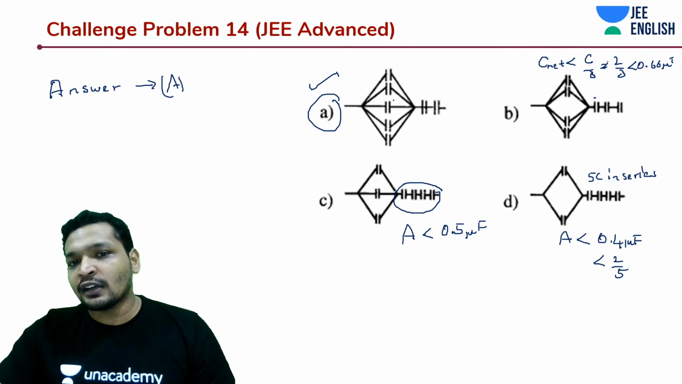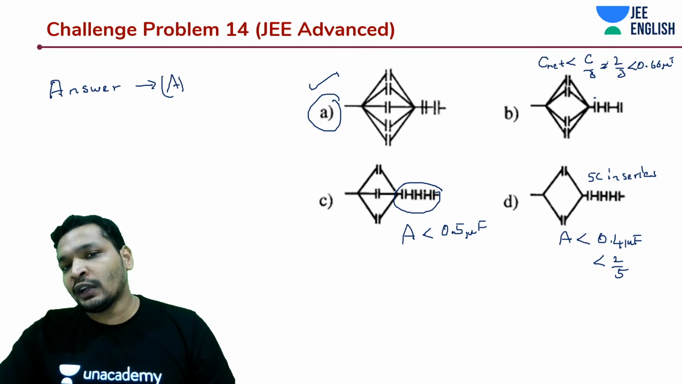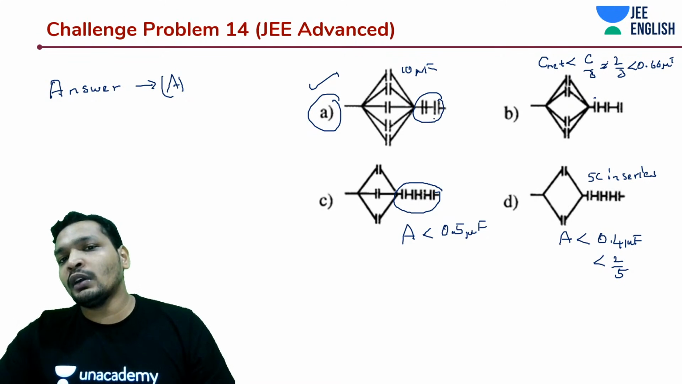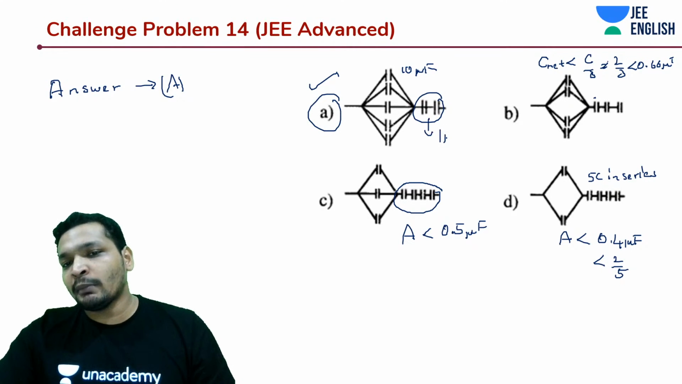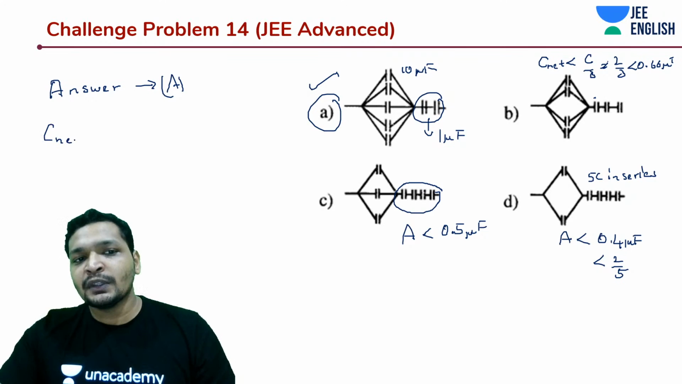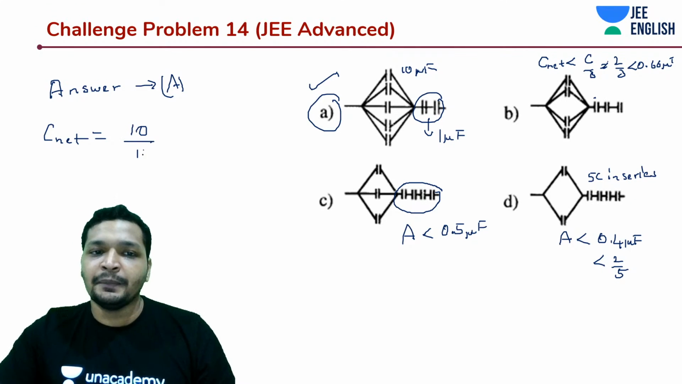You can calculate it. 5 capacitors in parallel. How much does that give you? 10 microfarads. And how much is this? This is 2 capacitors in parallel. That is going to be 1 microfarad. 1 microfarad and 10 microfarad in series. What should be your C net? C net should be 10 into 1 divided by 10 plus 1. That is going to be 10 by 11.